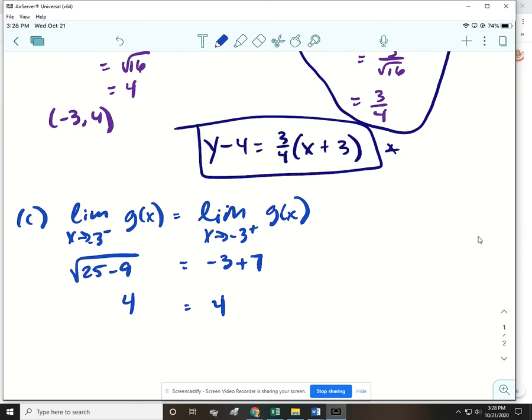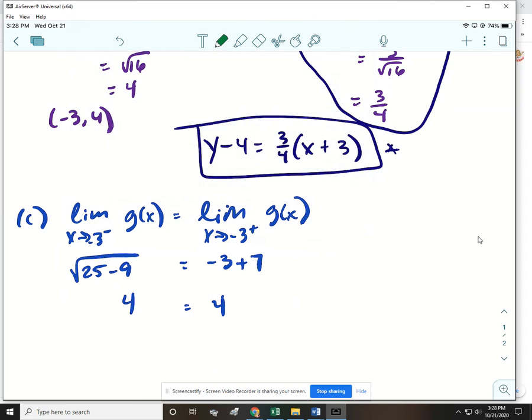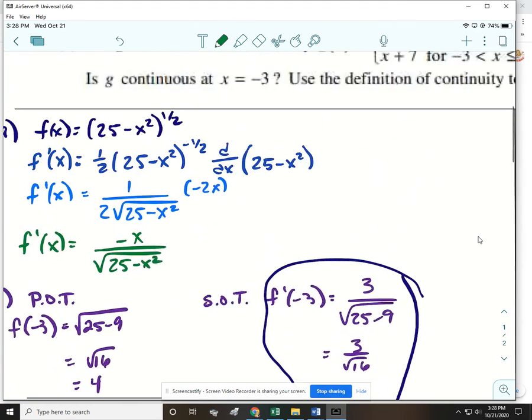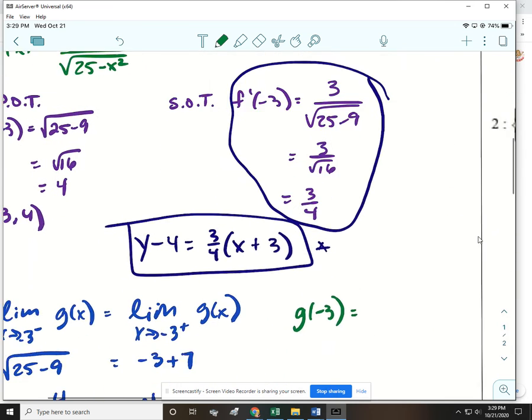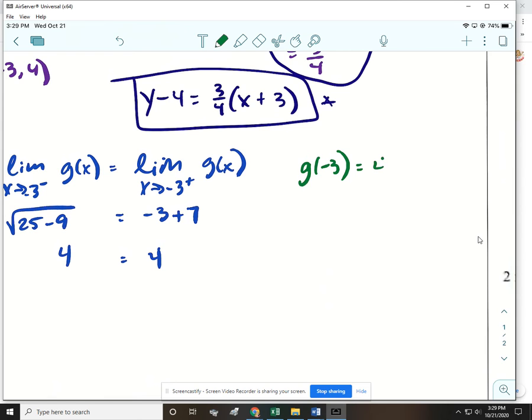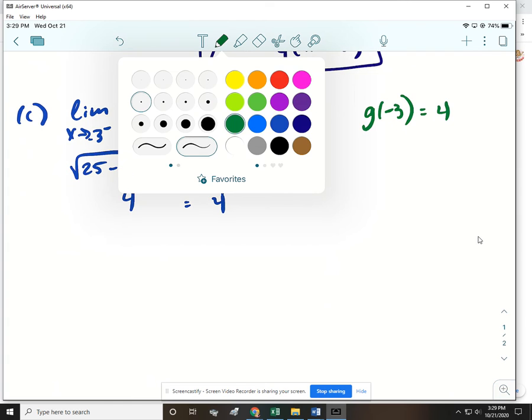Now, that's not the only part of continuity. That has to equal the value of g of -3. So we make sure there is an or equal to bar for -3, and there is. So g of -3 is what we got when we put -3 into f, which is 4. And then we would use the limit definition in our answer.